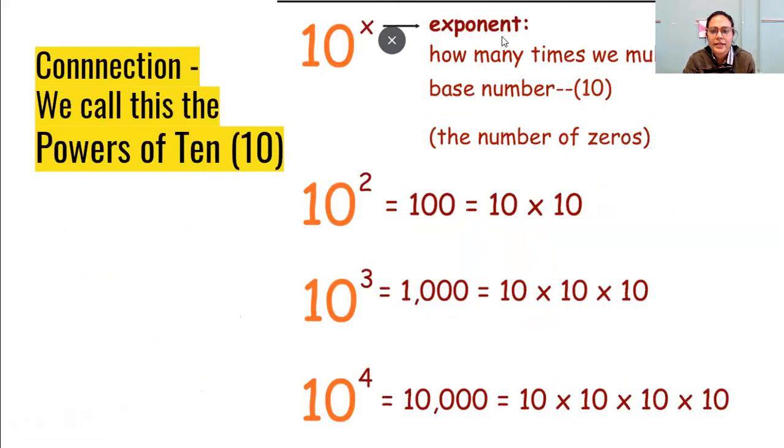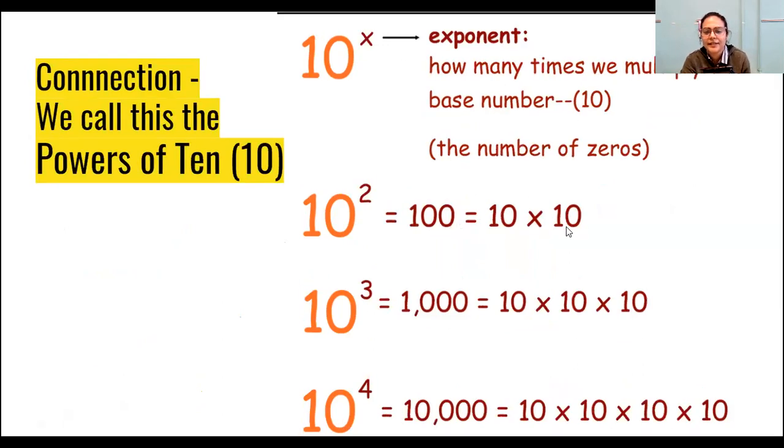Okay, so again, the exponent is how many times we multiply by 10. 10 to the 2nd power is 100 because it's the same thing as 10 times 10. 10 to the 3rd power is 1,000 because it's 10 times 10 times 10. And 10 to the 4th power is 10,000 because it's the same thing as 10 times 10 times 10 times 10. Notice there are 1, 2, 3, 4 zeros. The exponent is 4, and watch, 1, 2, 3, 4 zeros. There are many patterns when we work with multiples of 10.